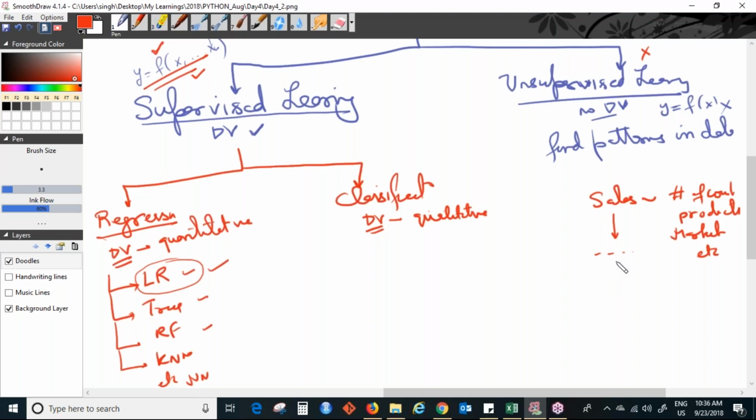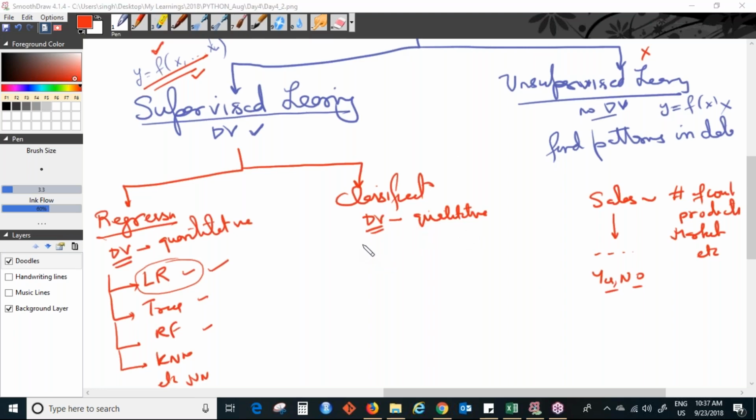Whether a customer will repay his loans or not. What kind of a problem is that? Is that a regression problem or is that a classification problem? Yes, exactly. Because the answer is yes or no, right? The dependent variable is yes or no. So obviously that is qualitative. That is not quantitative, that is qualitative in nature. So that is a classification problem.